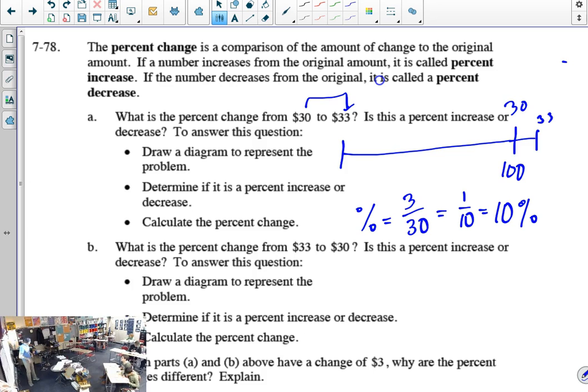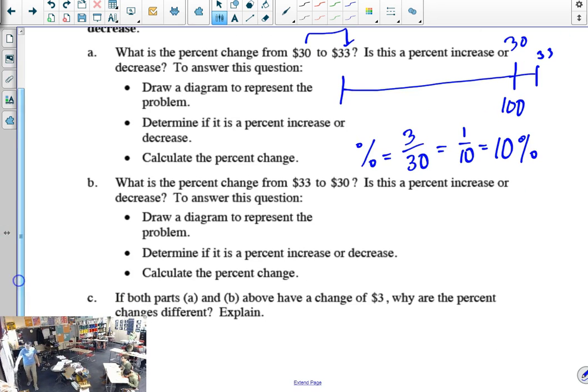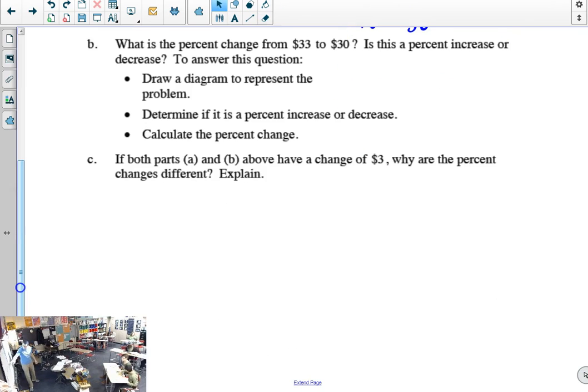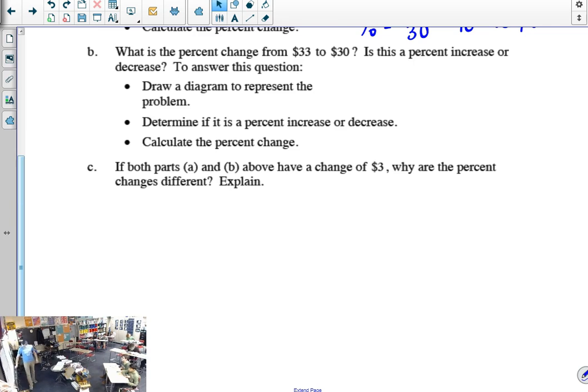Now we flip this around. Mina, if we go from 33 to 30, we're going down, so percent decrease. So does it decrease by 10%?